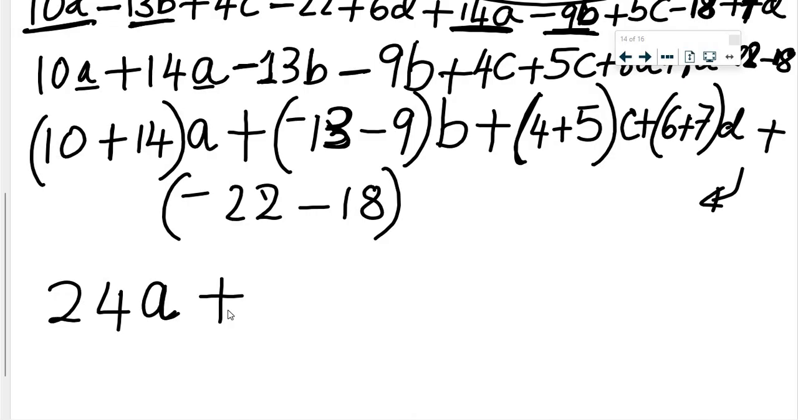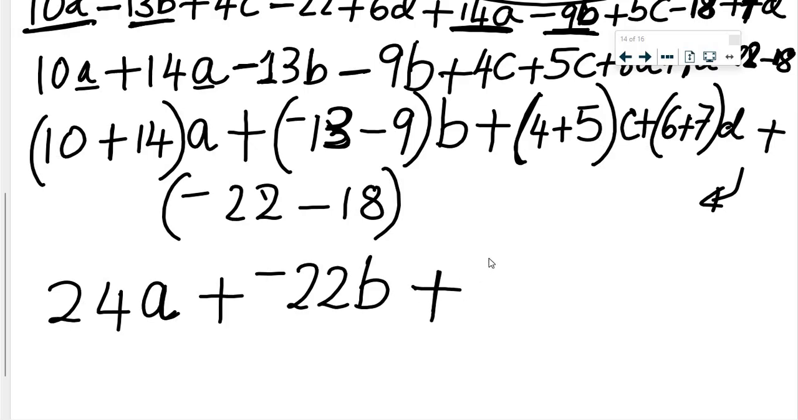Then plus, this number is negative 13 and this number is negative 9. So the answer also will be negative. And then take these two numbers, plus them. 13 plus 9, 22. And keep B here. Plus.